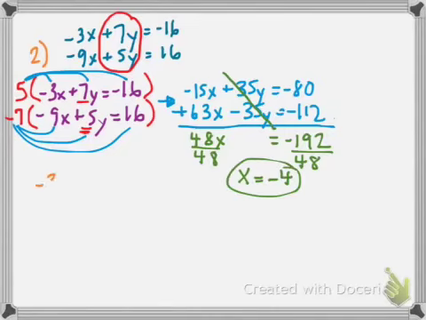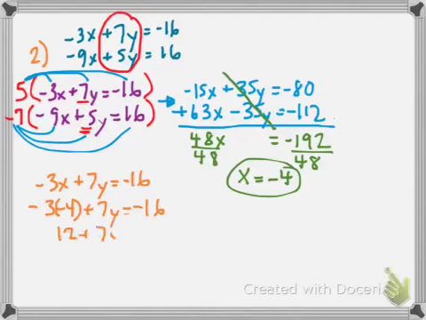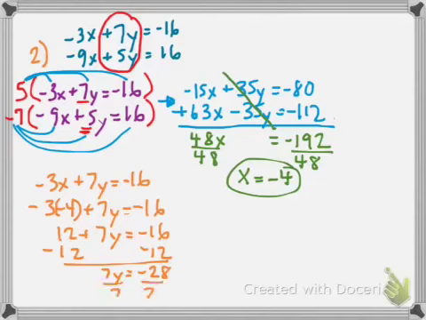And then I have to get my y value, so I'm going to choose to use the top equation. Wherever I see an x, I'll plug in my negative 4. I know that negative 3 times negative 4 is positive 12. So 12 plus 7y equals negative 16. So I subtract 12 from both sides. I get 7y equals negative 28. Divide both sides by 7. I get y equals negative 4. So my solution for number 2 is negative 4, negative 4.